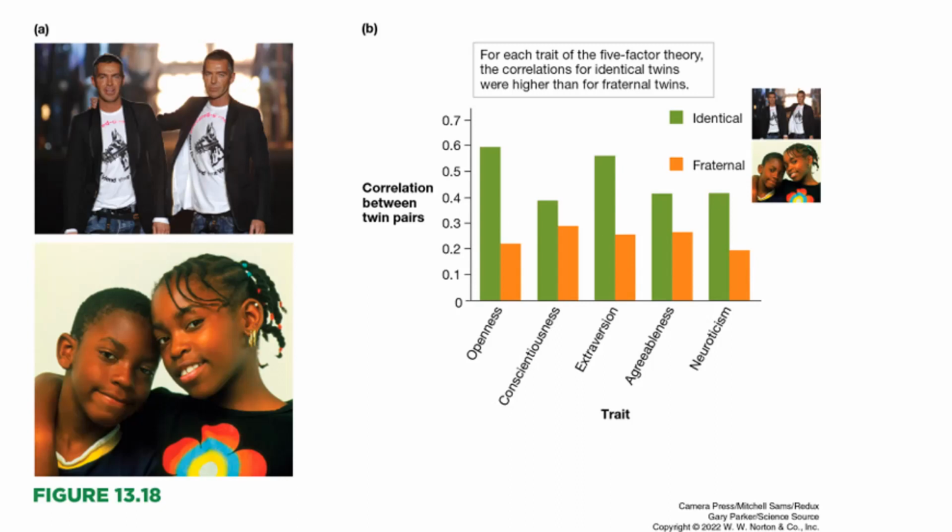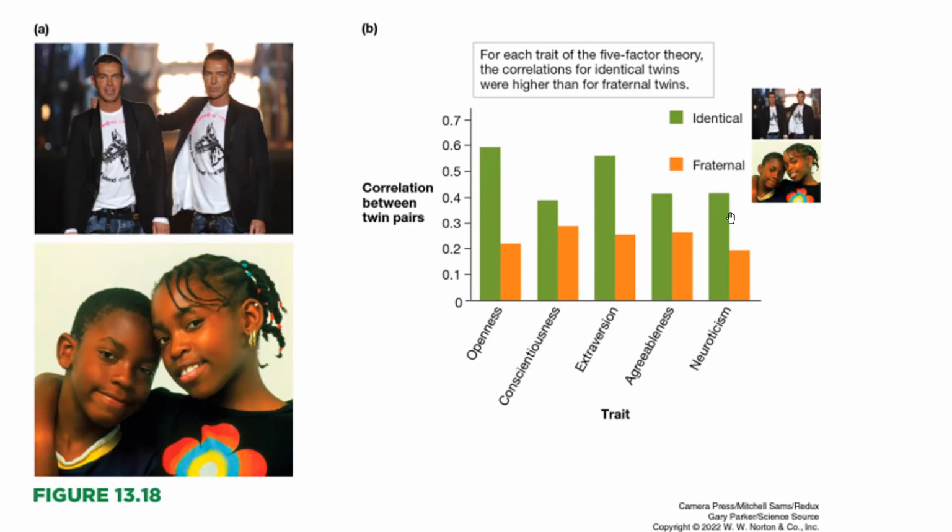But all of the correlations that you see in this graph are certainly well below the 1.0 correlation level, which means that the identical twins are not exactly alike, which is what you would expect if only genes were responsible for personality traits. All these green bars should be up at 1.0 if genes were the sole determiner of personality. But you can see that they're all way less than 1.0.